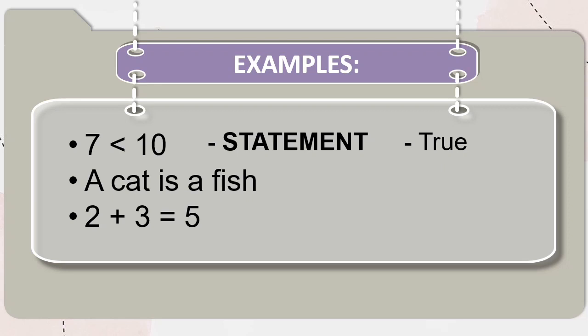Second example, a cat is a fish. Is it a statement or not? It is a statement, because it has a complete thought that we can identify. And if you observe the concept, is it true or false? It is false, because a cat is not a fish. A cat is an animal.